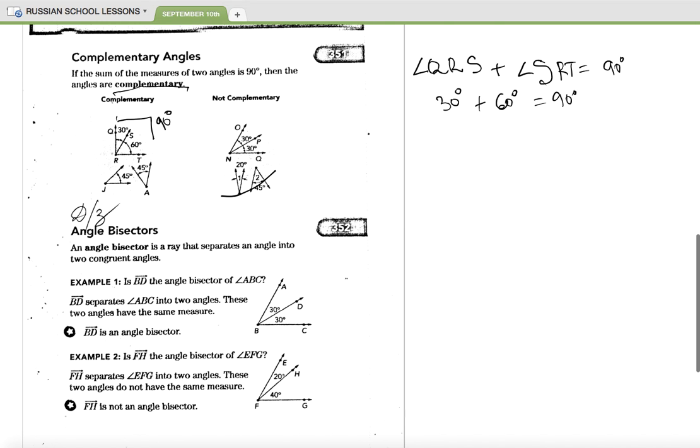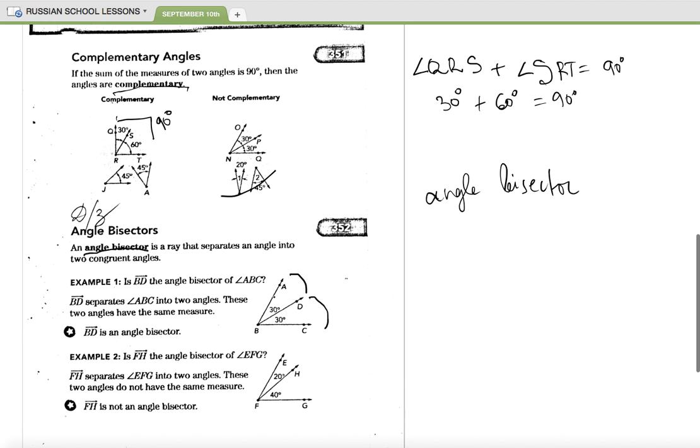Okay, and then angle bisectors. An angle bisector is a ray that separates an angle into two congruent angles. Like this angle and this angle are separated by BD. It's a ray, and this BD is called an angle bisector. So that line BD separates angle ABC into two angles, ABD and DBC.